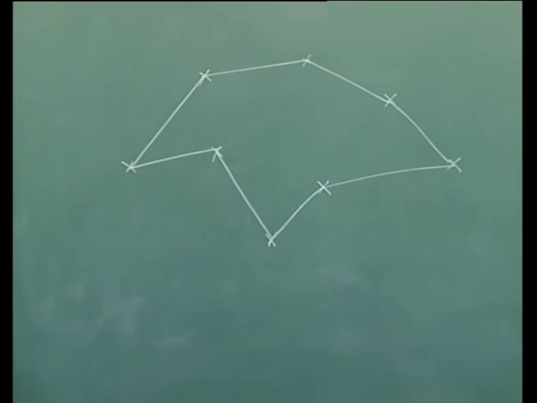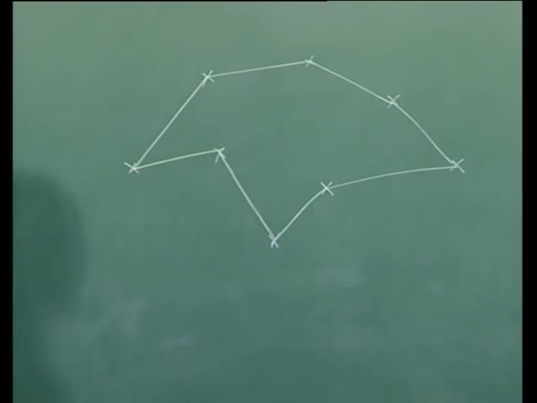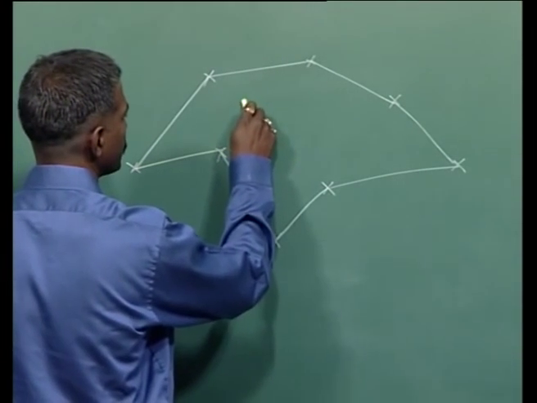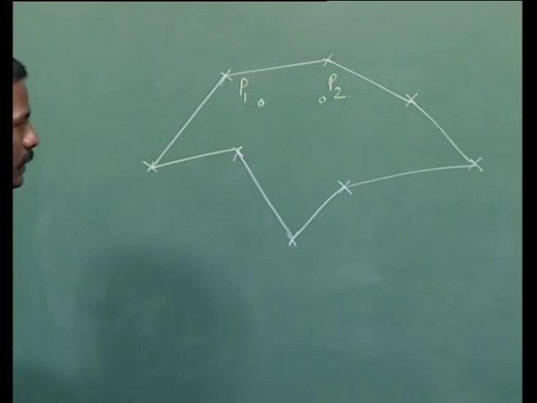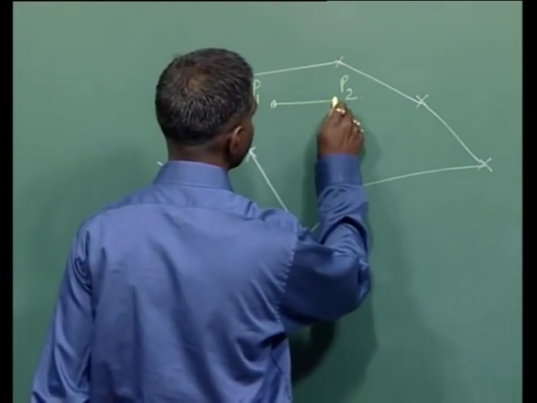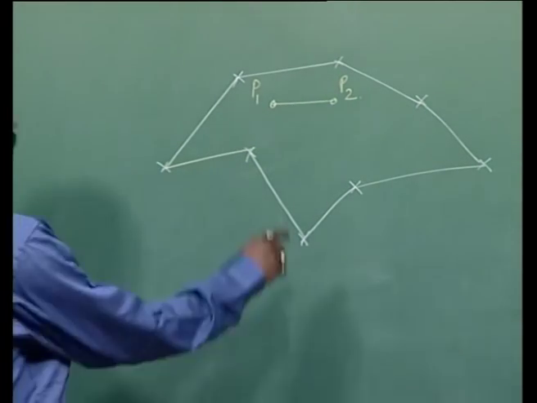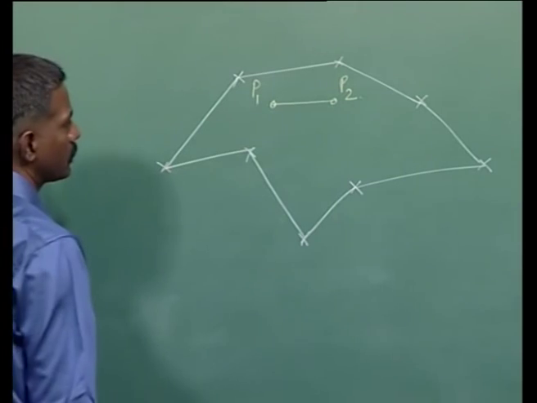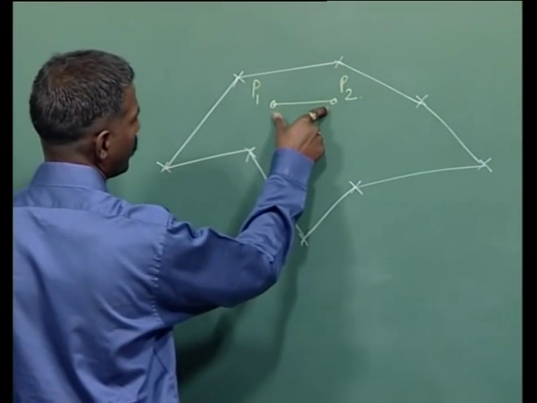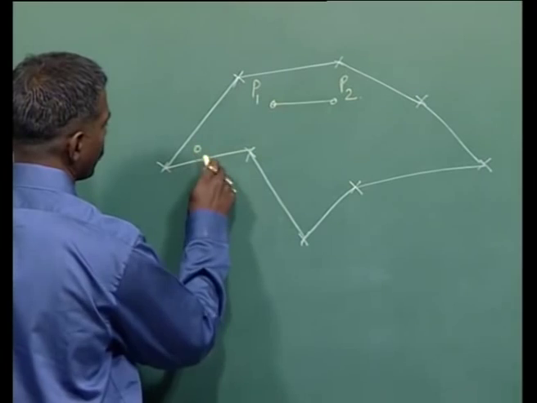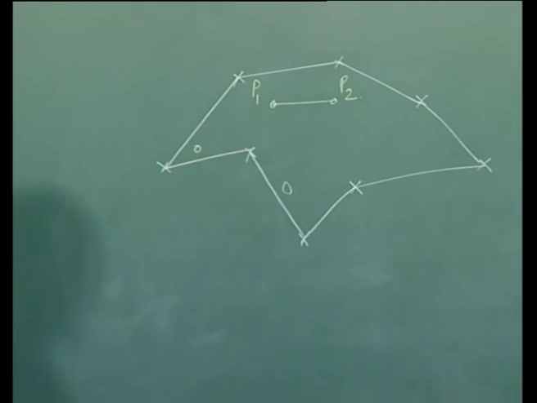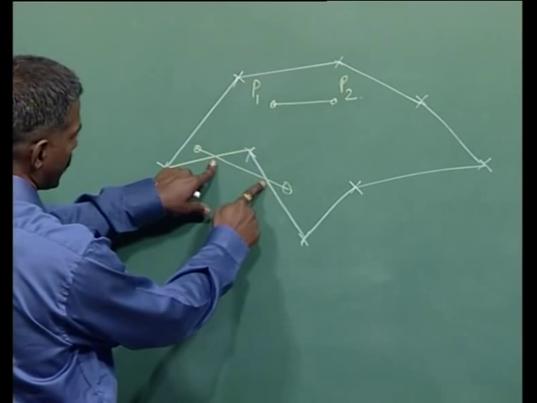The answer to my question is no. Why is that so? By definition of a convex hull, if I choose any two points, P1 and P2, within the hull, and if I draw a straight line, then all the points in the straight line, or in other words, the entire straight line, should lie within the convex hull. Now, let me choose two points here and here, and let me join them using a line segment. You would notice that a part of this line is outside the hull.